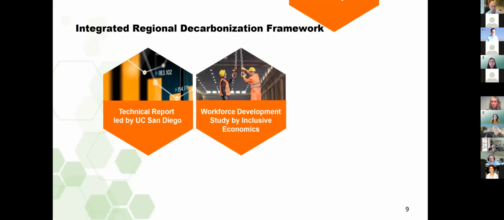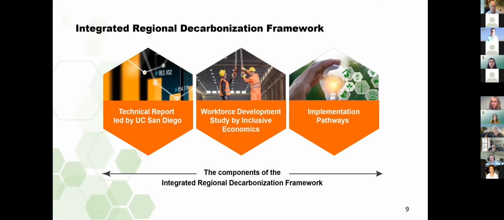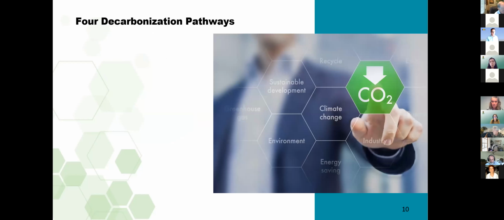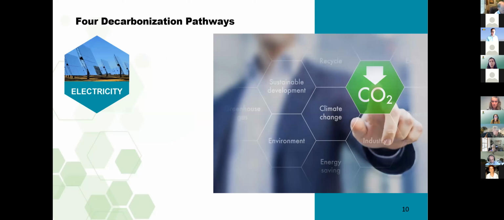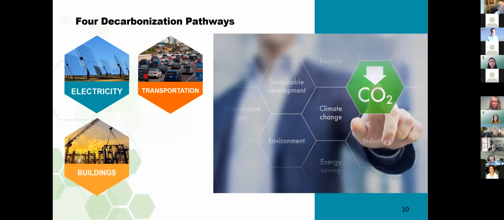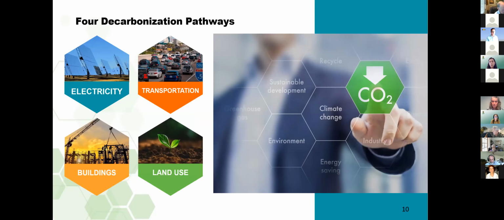And third, implementation pathways. While there will be many studies, discussions, and recommendations throughout this process, actual decarbonization results will come from the implementation of policies, programs, and projects by all of us working together. To address these regional emissions, the RDF technical report modeled pathways to decarbonization for electricity, transportation, and buildings. Additionally, the report analyzed natural climate solutions and land use considerations for regional decarbonization.